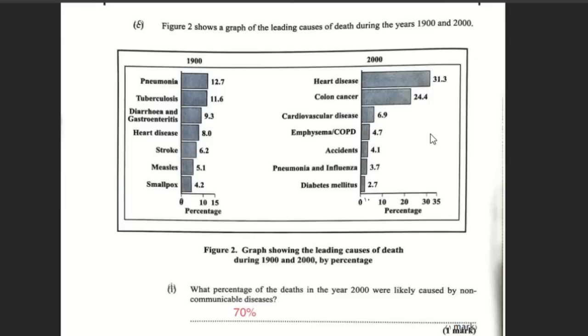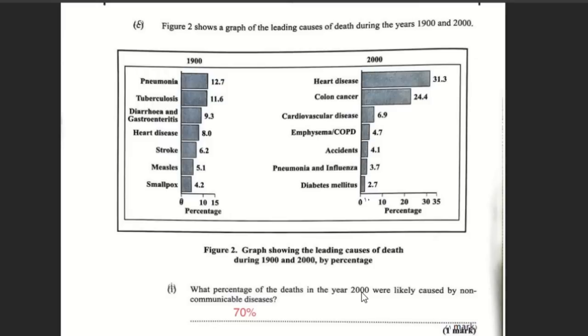Right, so basically it says figure 2 shows a graph of the leading causes of death during the year 1900 and the year 2000, right? So basically this is 1900, this is 2000. It's asking what percentage of the deaths in the year 2000 were likely caused by non-communicable diseases. So first we're going to have to look at 2000 since that is what it asks for.